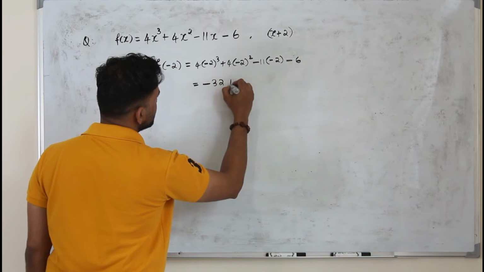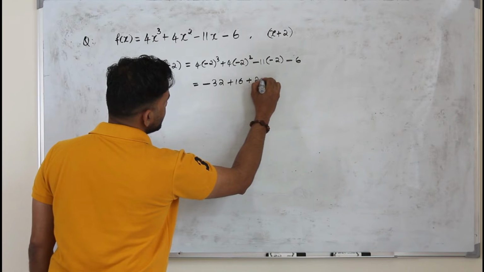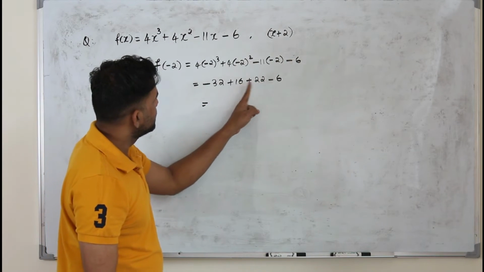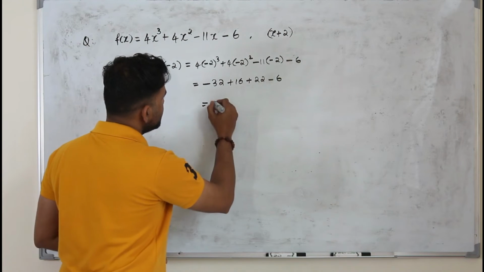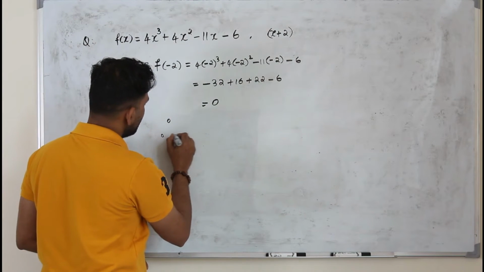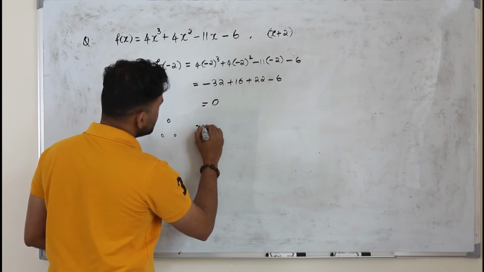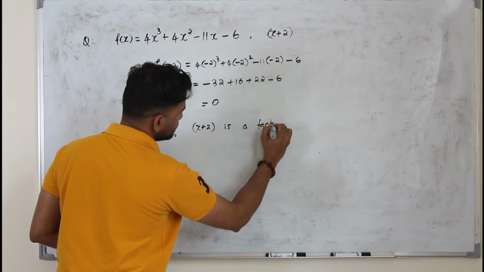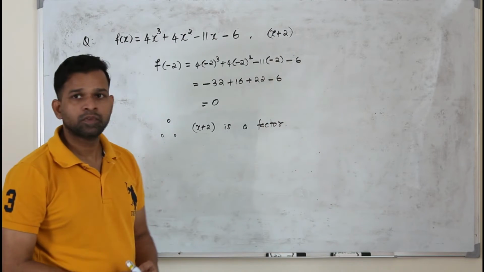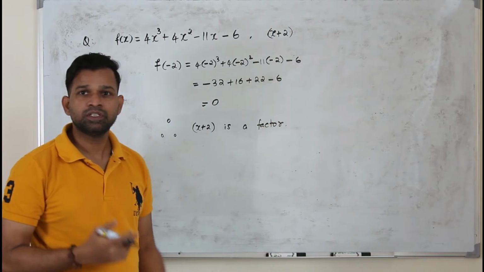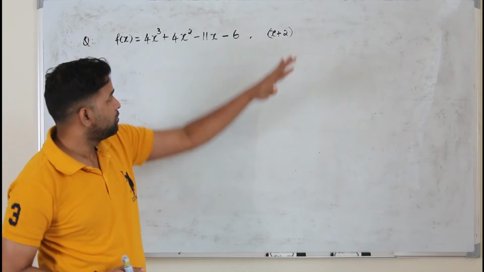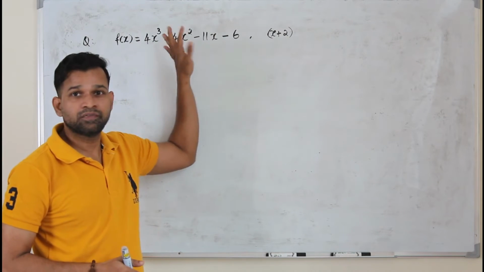Here 4 times 4, 16, plus 22 minus 6. So you get 38 here, minus 38 is 0. Therefore, x plus 2 is a factor because our answer is 0. So now in part A, we have proved x plus 2 is a factor of this function.